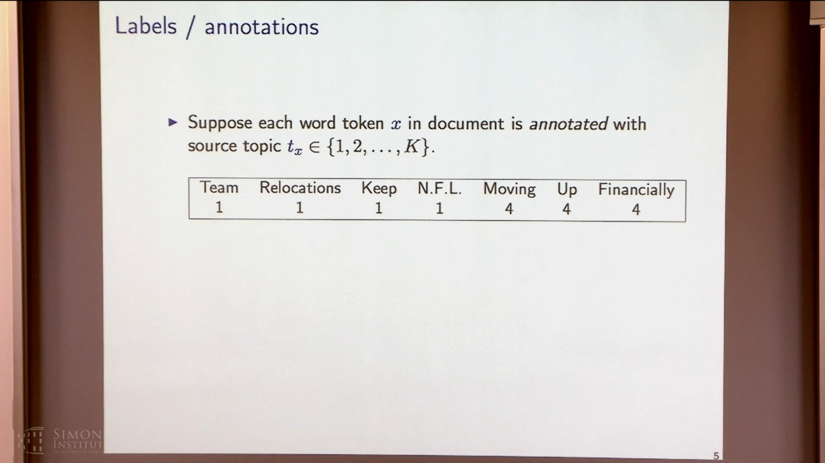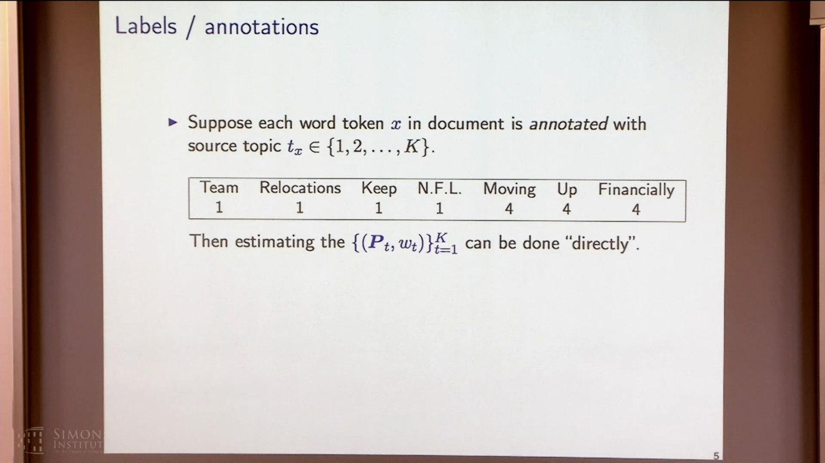Now, once you have such annotations for all of the words and all of your data, it actually is very easy to estimate the parameters of the model. You just do some counting, you divide by various numbers, and then you have some reasonable estimates of all of these parameters. So in this sense, once you have these kinds of annotations, estimation can, in some sense, be done directly.